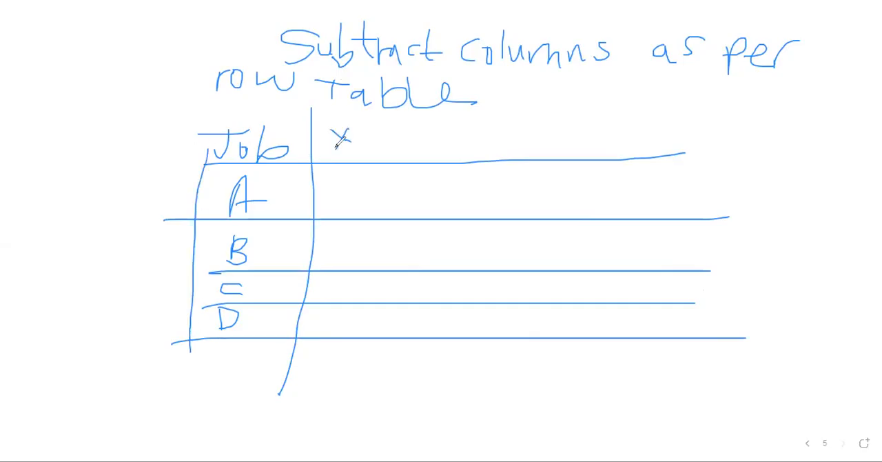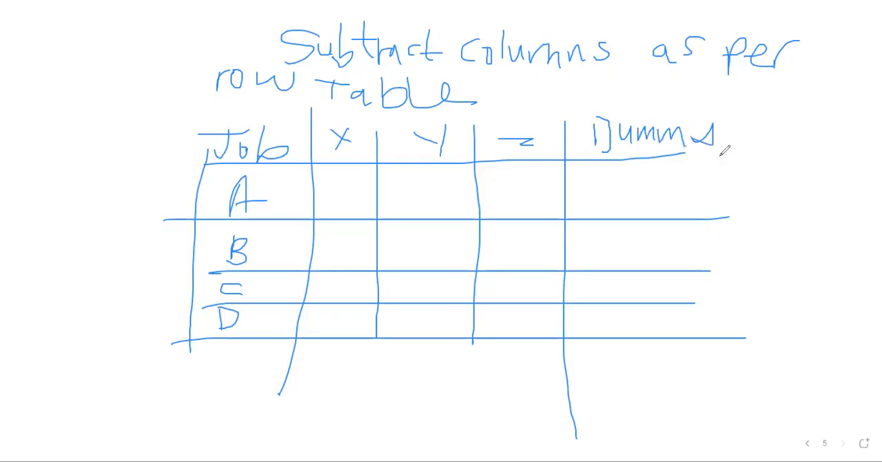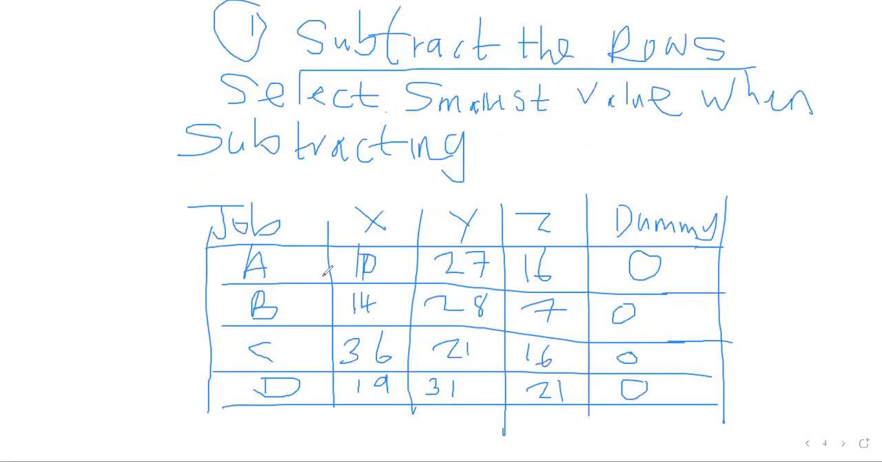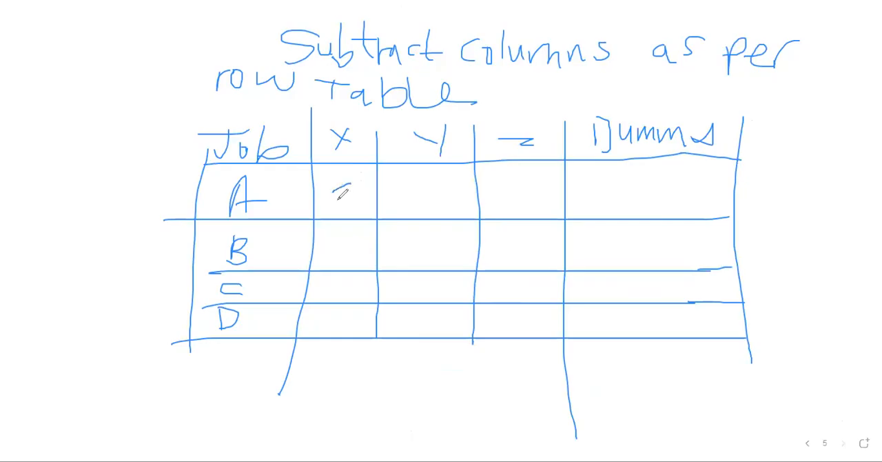So we have X, Y, Z, and down. Okay. So what is the smallest value here? In X, the smallest value is what? Is 10. All right, so meaning that here we are going to have 0, 10 minus 10.